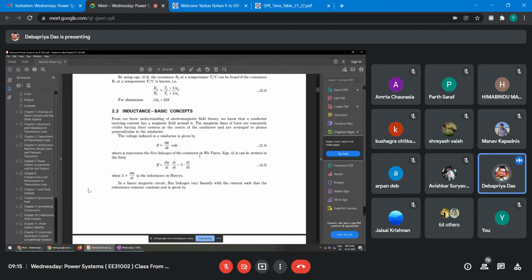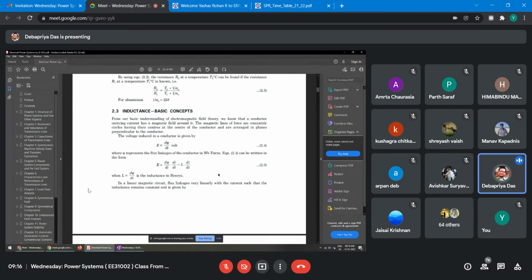So this you know from your physics, right? The magnetic lines of force are concentric circles, because we are assuming the conductor is cylindrical, having their centers at the center of the conductor and arranged in planes perpendicular to the conductor. The voltage induced in a conductor is E equal to d psi by dt volt, where psi represents the flux linkages of the conductor in Weber turns. By the chain rule, it can be written as d psi by di into di by dt, that is L into di by dt.